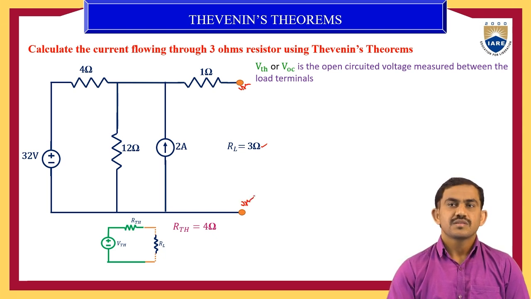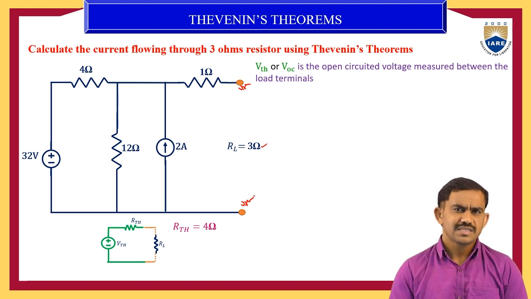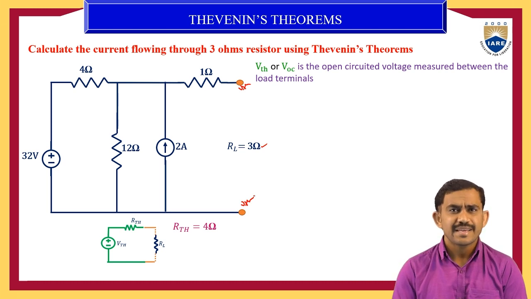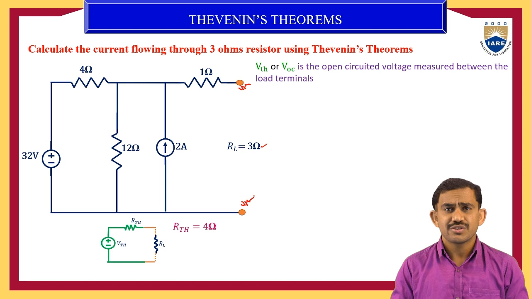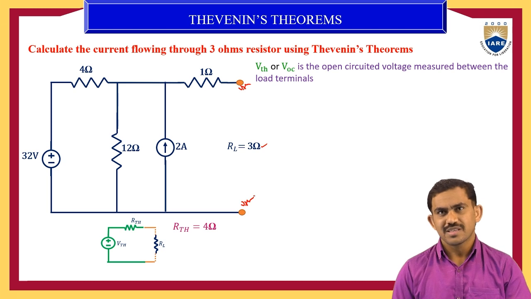So between load terminals, now you can use any method: node analysis, mesh analysis, super node, super mesh, or source transformation. Any method you can use. At last we need to find out the open circuit voltage. So in this problem I will use the source transformation method.